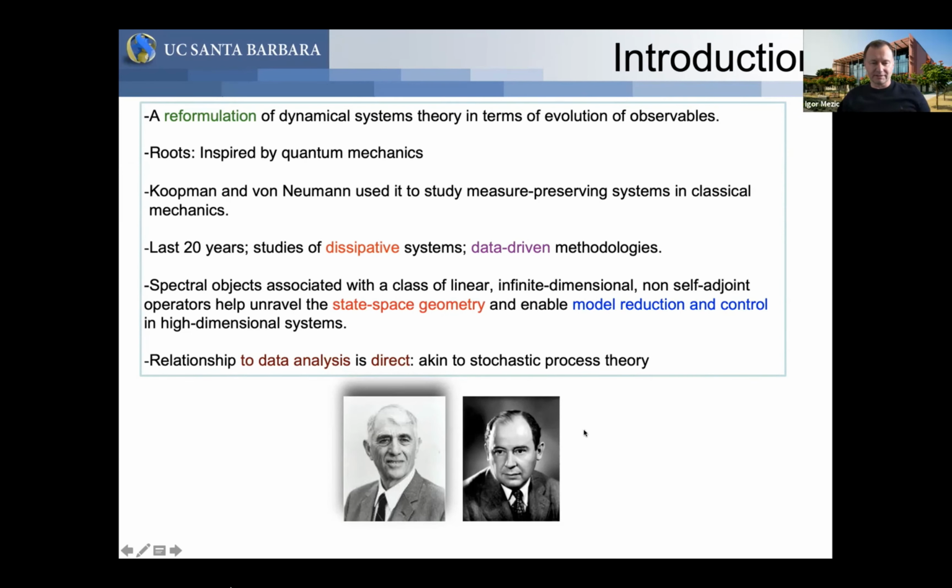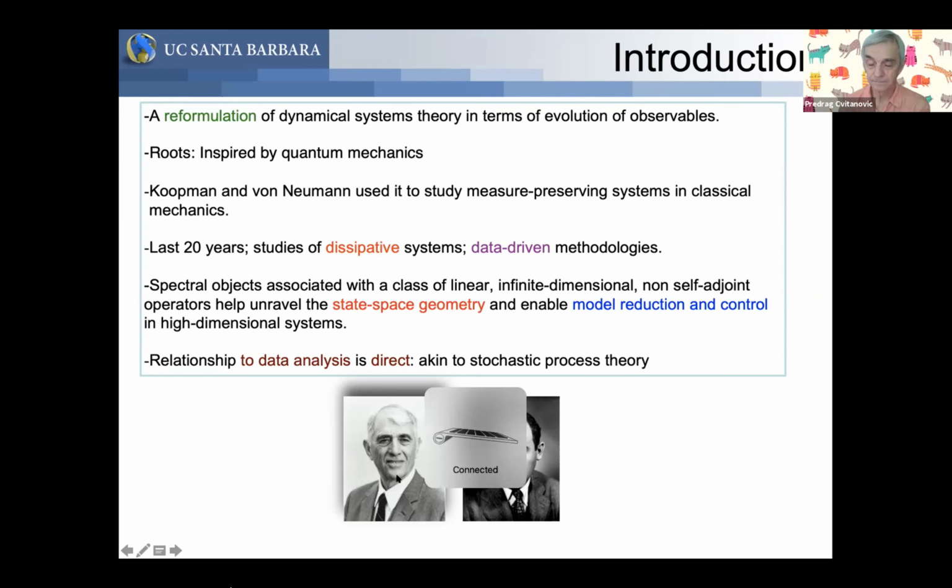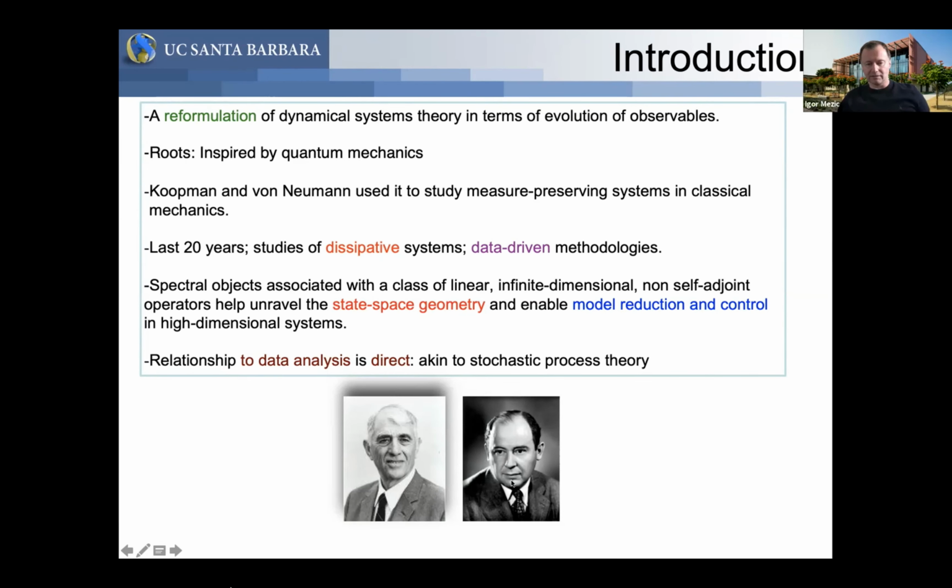Originally, Bernard Koopman, who is here, and then John von Neumann followed right after, tried to reformulate classical mechanics in terms of evolution of observables. Today we know that the reformulation of large swaths of dynamical systems theory is possible in that way, but I'll speak about that today in some broader terms, and in particular how geometry is recovered.